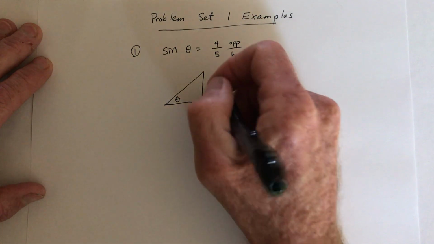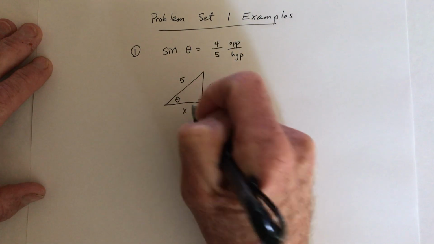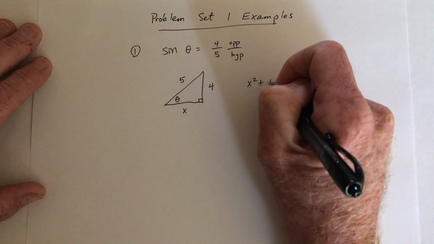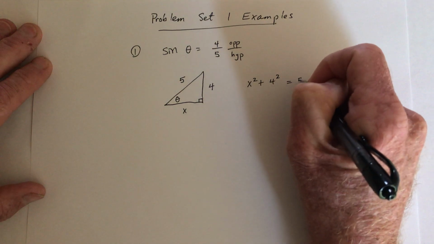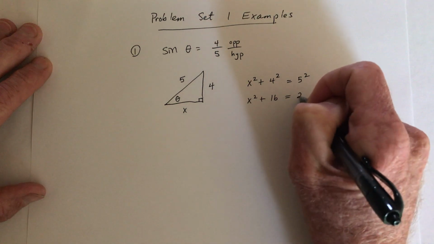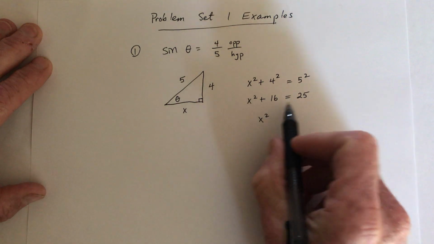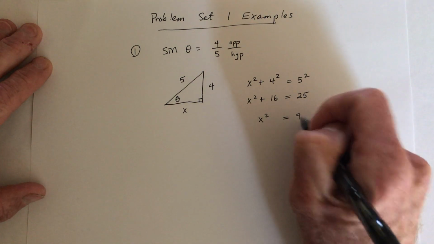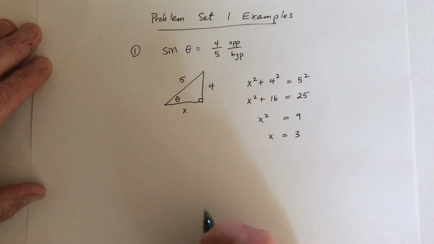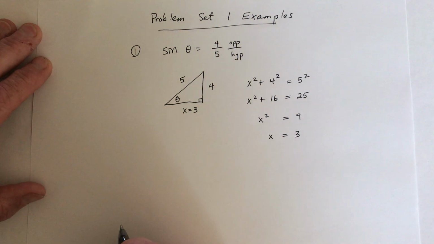So this would be opposite. This one is 4. Hypotenuse is 5. And then we could just use x for the bottom side. So then we would have the Pythagorean theorem, x squared plus 4 squared equals 5 squared, or x squared plus 16 equals 25. That would mean, let's see, subtract 16 from both sides. That means that this is going to be 9. In other words, the missing side is 3. So it turns out this is a 3, 4, 5 triangle.